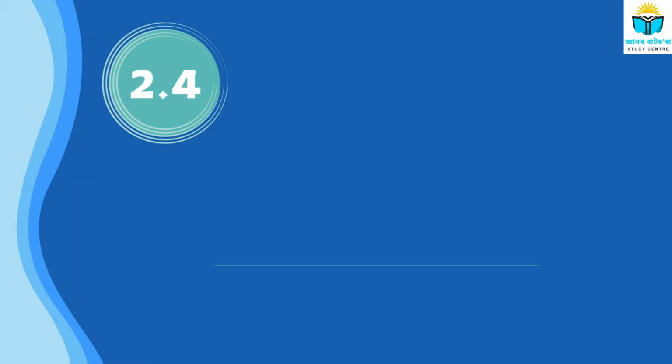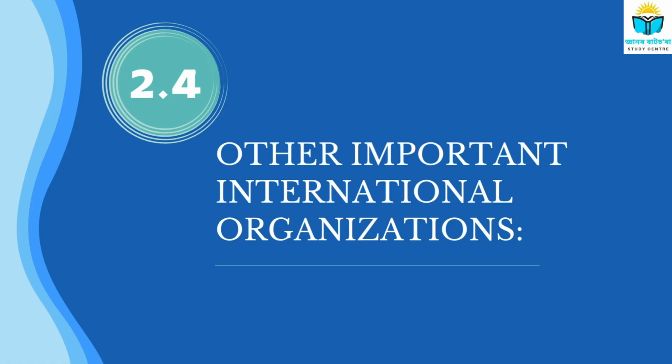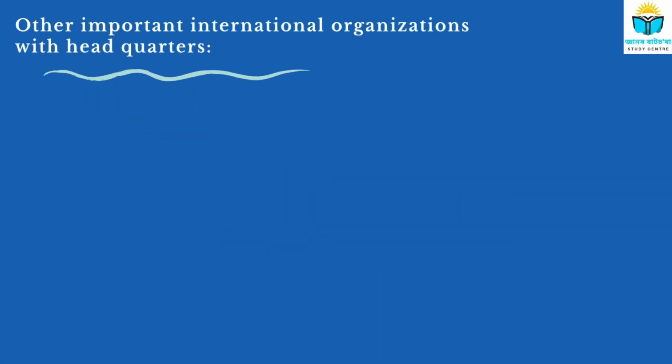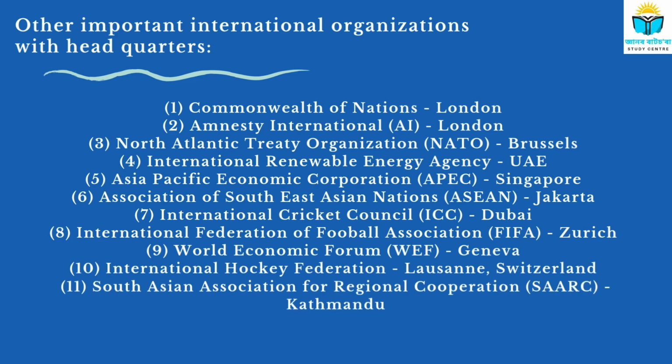In addition to the United Nations, there are several other major international organizations that work for global cooperation, peace and development. These organizations play a vital role in economies, defense, diplomacy, and global welfare. Let's take a look at some of these key organizations in the following slides. Let's now look at some major international organizations and their headquarters. These bodies contribute in various fields such as diplomacy, energy, economy, sports, and human rights.